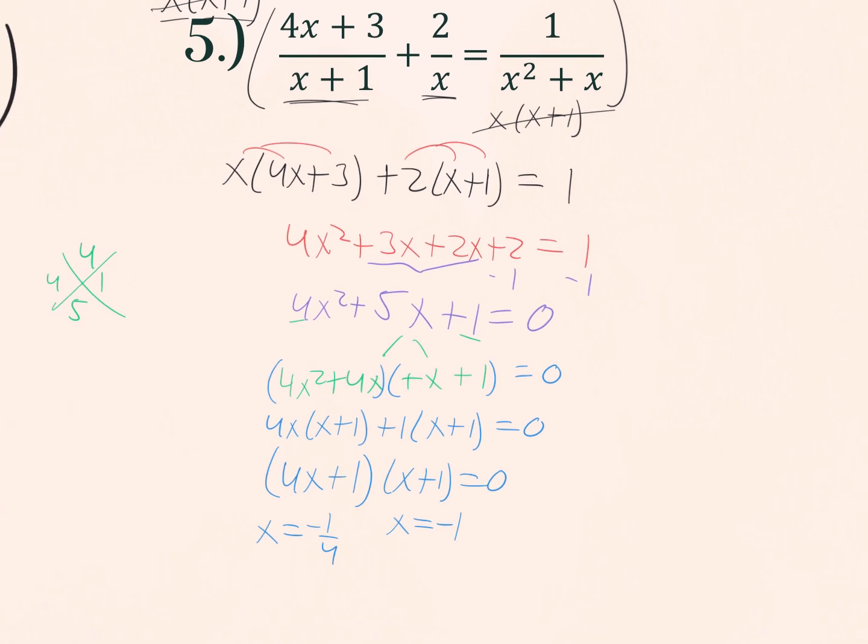When you plug in negative 1/4 into the denominator, you're not going to get 0. But when you plug in a negative 1, here you get a 0. We get negative 1 plus 1. That is 0, right? So negative 1 is not a solution. It would just be negative 1/4.